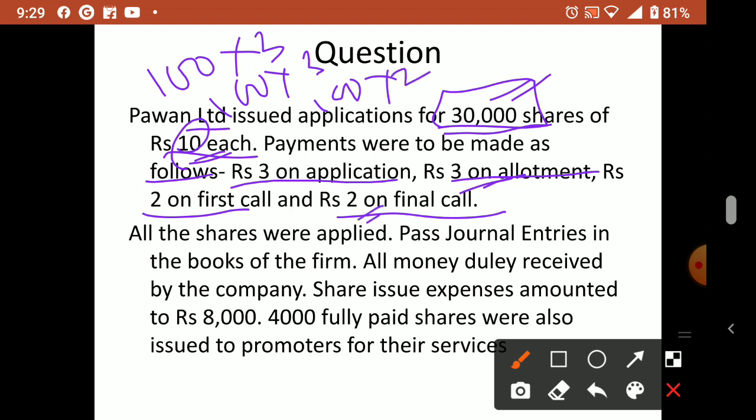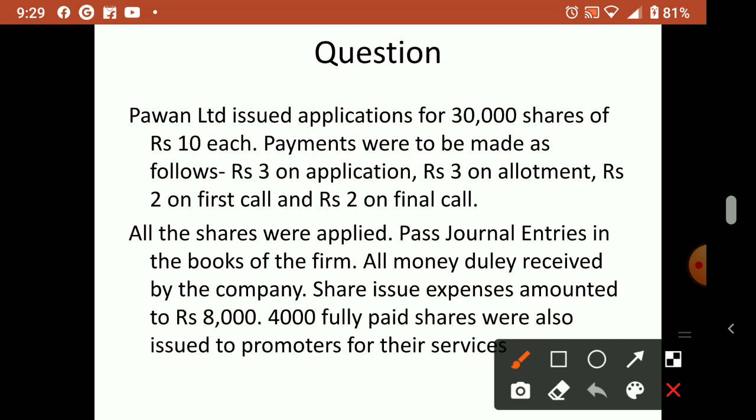So that is for an individual shareholder, but if the company receives all the shares subscribed by the public, 30,000, the company will multiply everything with this 30,000. All shares were applied means whatever was issued, 30,000 shares, was applied for by the public. It is not less than that, not more than that. We will study that later: if it is less, what to do, if it is more, what to do. So pass journal entries in the books of the firm.